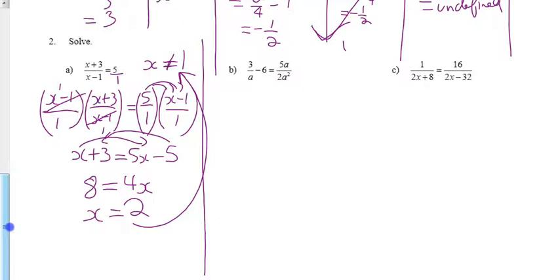Factor. It's in factored form already, right? Let's just write the 6 as a 6 over 1. And let's say that a cannot be 0.